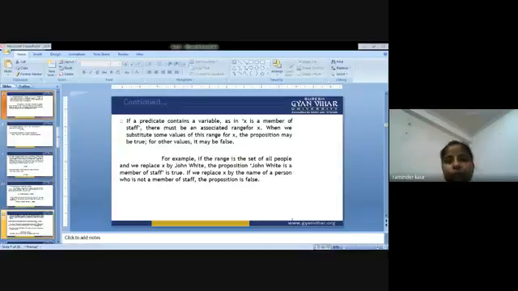For example, if the range is the set of all people and we replace X by John White, the proposition 'John White is a member of staff' is true. If we replace X by the name of a person who is not a member of the staff, then the proposition is going to be false.